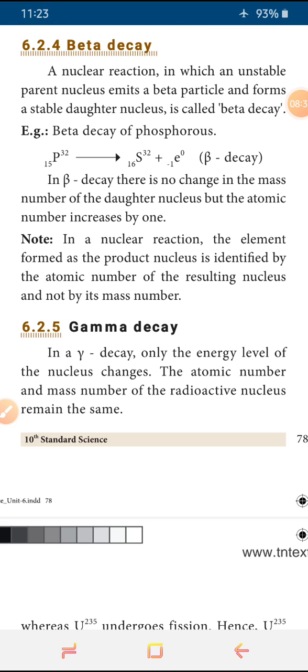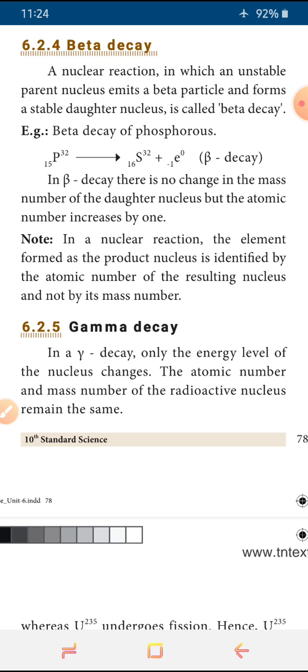Have you understood, children? In gamma decay, only the energy level alone changes. There is no change in the atomic or mass number of the radioactive nucleus. That too will remain the same. That is called gamma decay. So we understood: when alpha is emitted, the resulting daughter nucleus is formed and this decay is called alpha decay. When beta is emitted, the daughter nucleus is formed after beta decay. For gamma decay, there is no change in atomic or mass number; it is only the difference between the two energy levels that produces gamma decay.